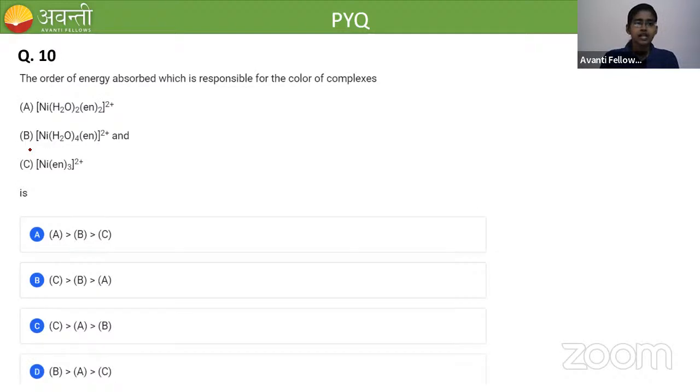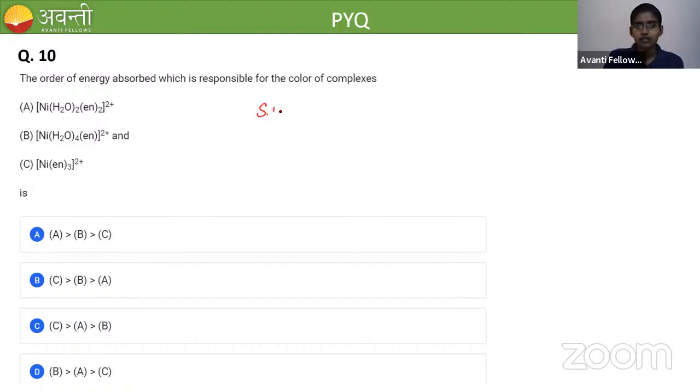The order of energy observed, which is responsible for the color of the complexes. So you can try for this. Three complexes are given to you, and we are asked to find out the order of energy observed. So here we have to use the same strong field, weak field ligand concept only.